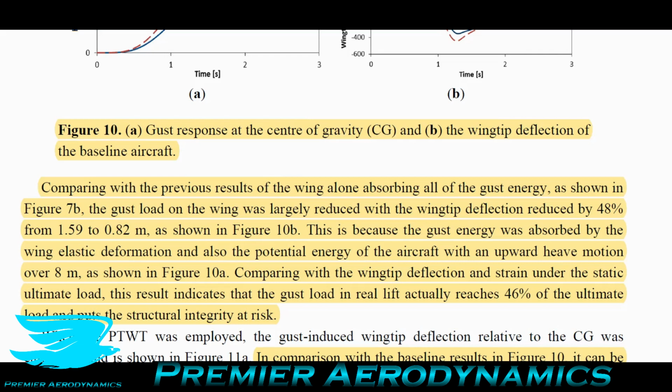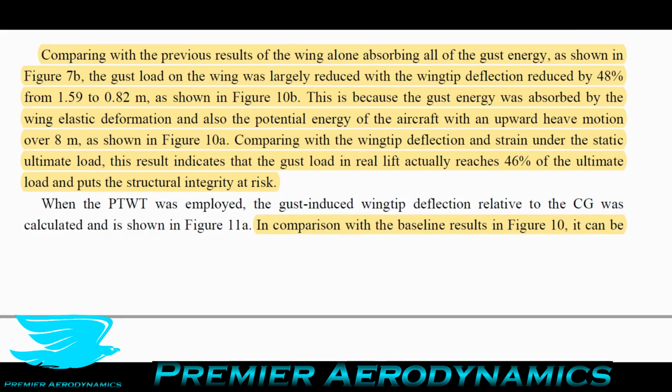Comparing with the gust wingtip deflection, the strain under the static ultimate load indicates that the gust load in real life actually reaches 46% of the ultimate load, and this is putting the structural integrity at risk. So in other words, we're loading the wing to 46% of the ultimate load, so the point where the wing will fail, and that's starting to get a little bit close for comfort.